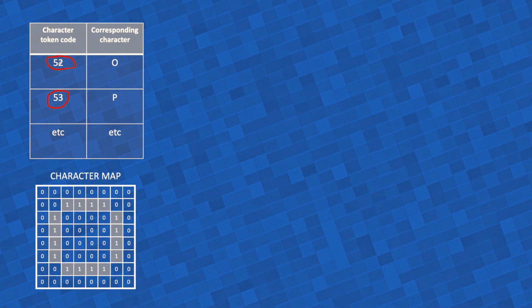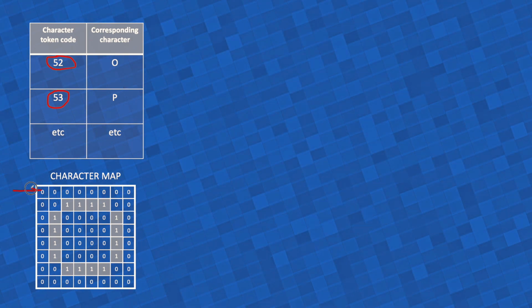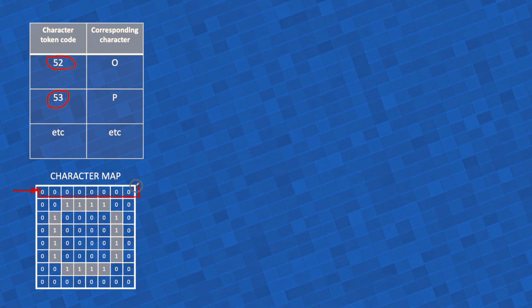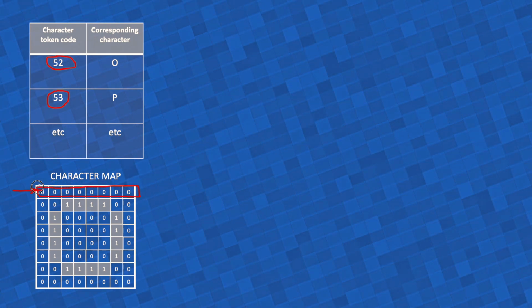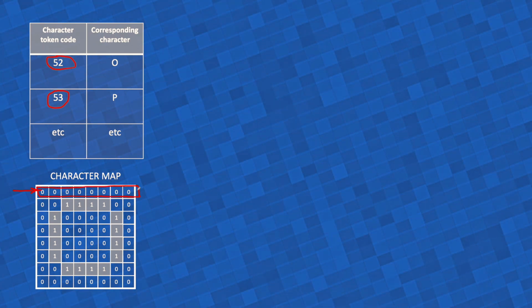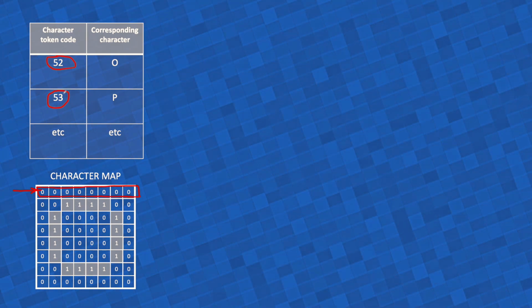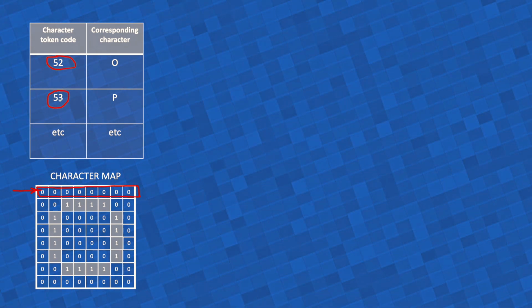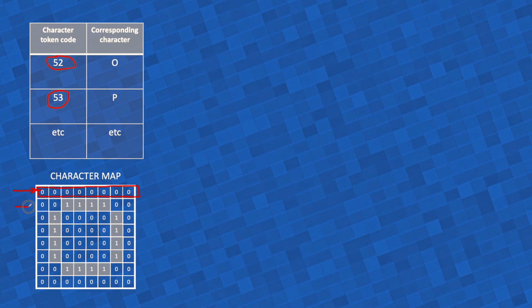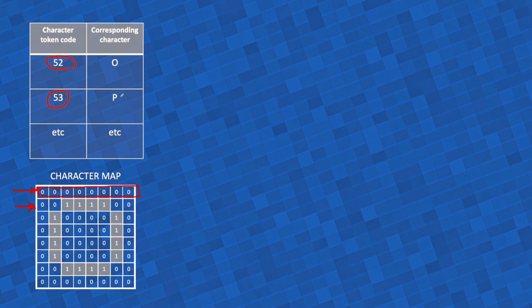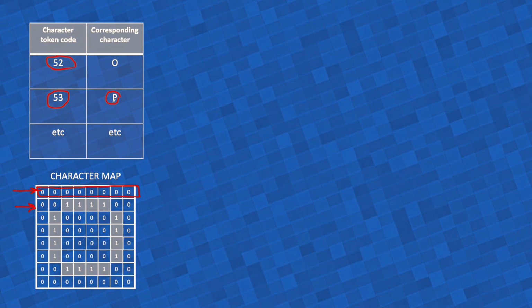So if this is an address, suppose it will point to a certain position here in character memory, and it will correspond to this content of the character memory. In other words, a byte specifying the first line of the bitmap of character O. If 53 is interpreted the same way, then it will actually point to the second byte of character O instead of character P. You see?